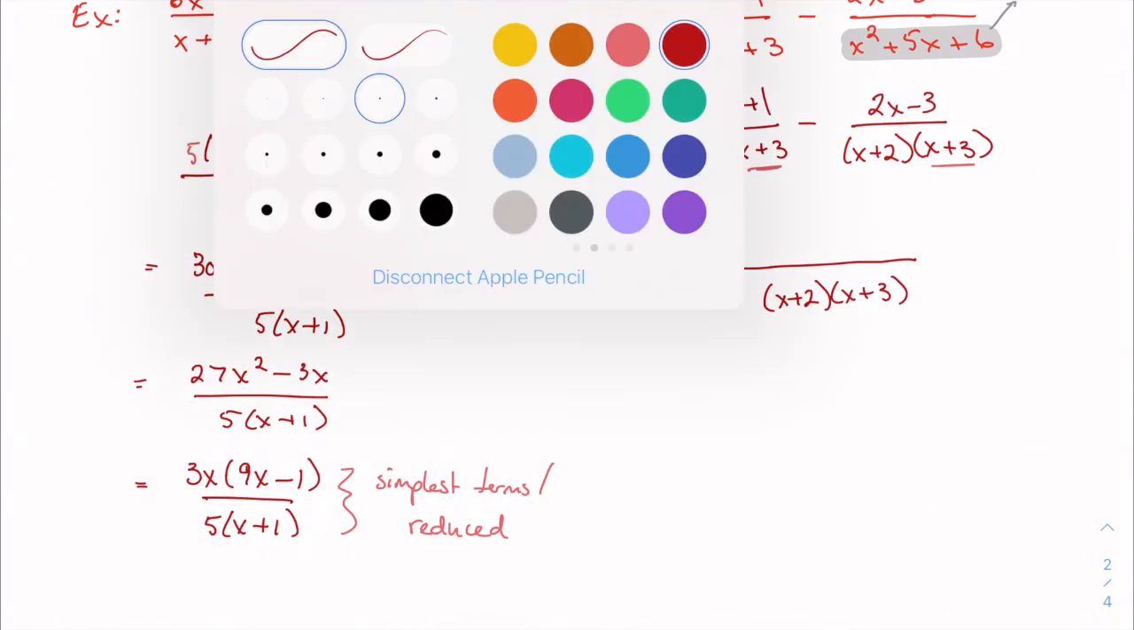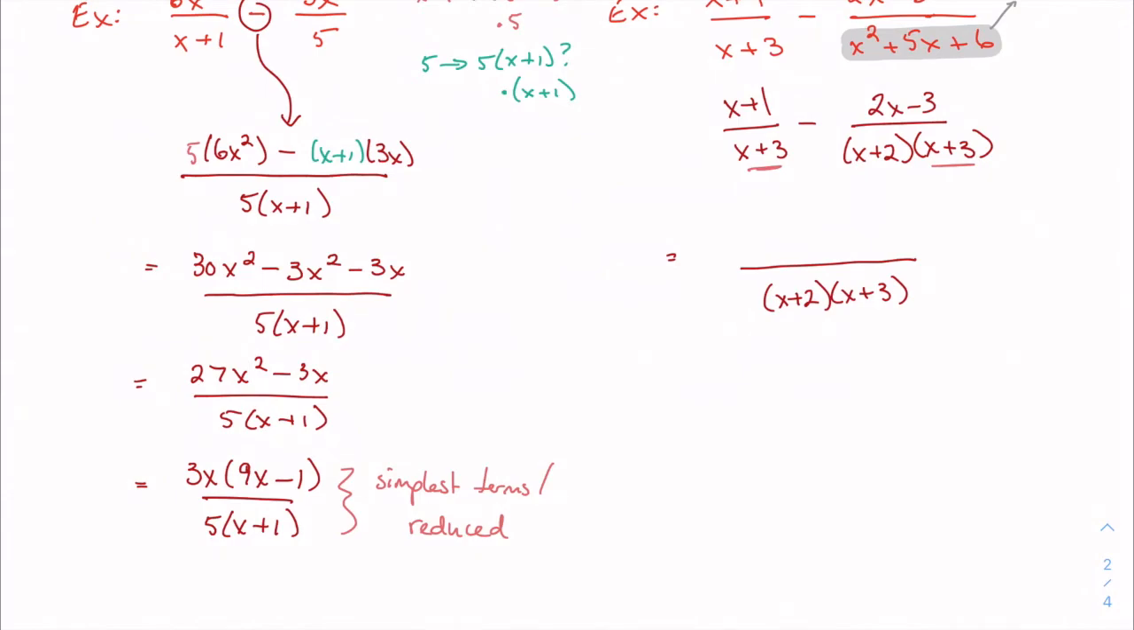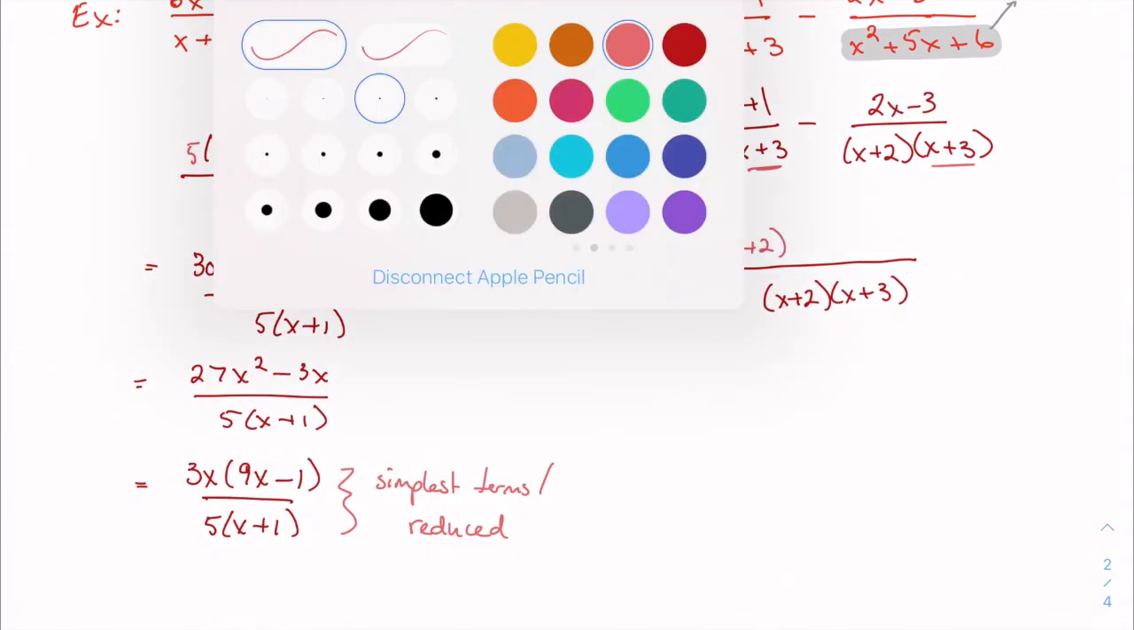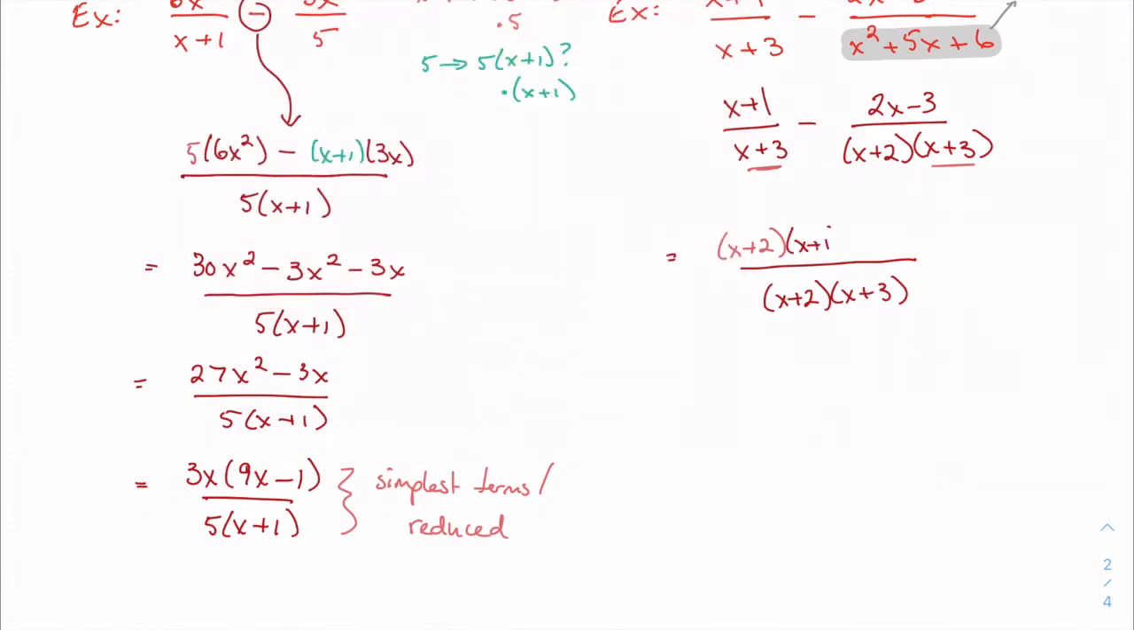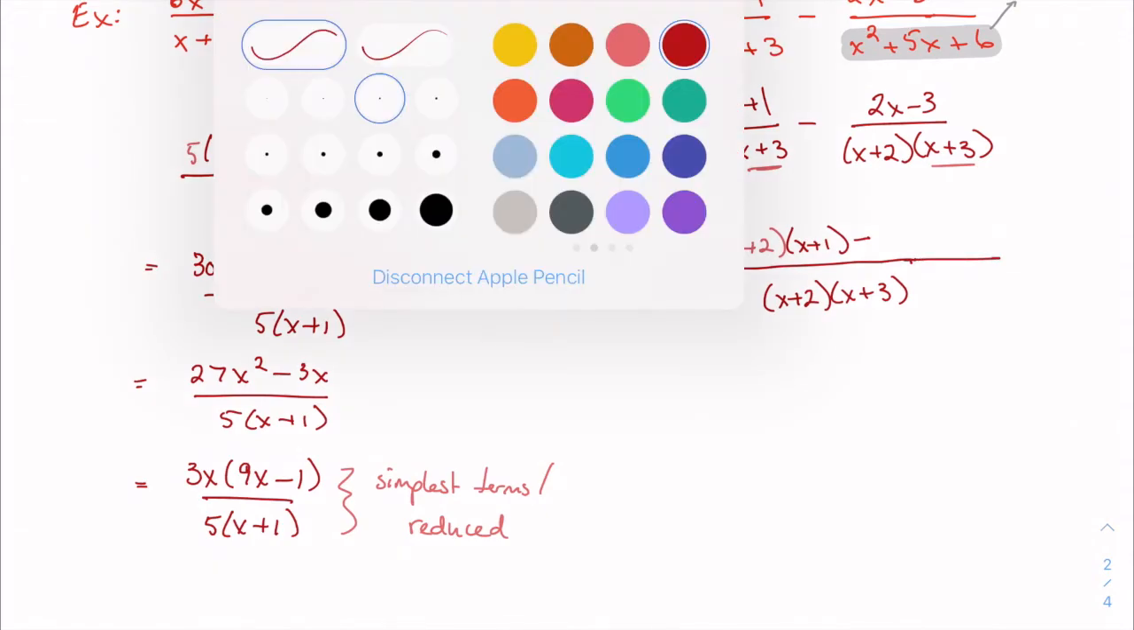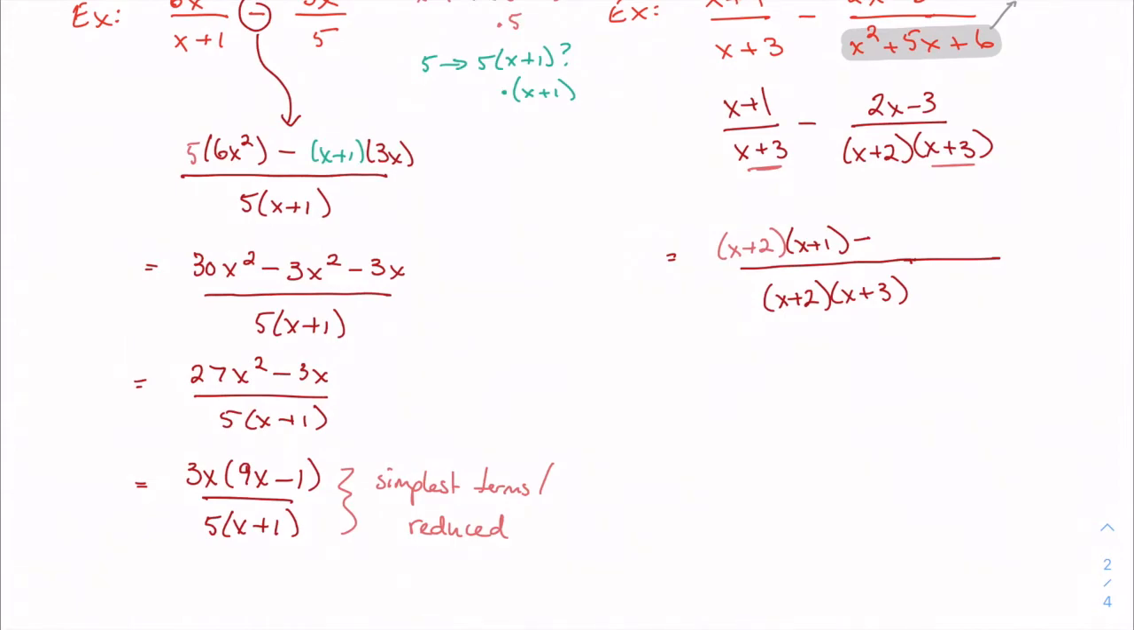And I'm going to look at this just like we did before, right? At this point now, everything is the same as something we've done before. So what do I do to x plus 3 to get to my common denominator? I multiply by x plus 2. X plus 1 sticks around. Minus, what do I do to my second denominator to get to my common denominator? Nothing. They are the same. So nothing is going to happen here. 2x minus 3.